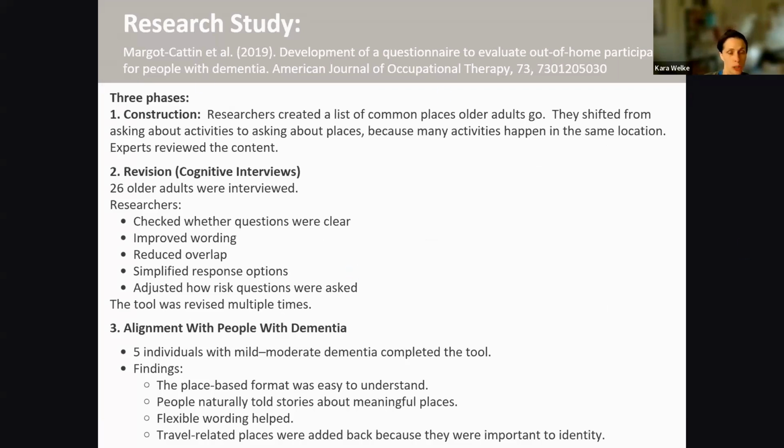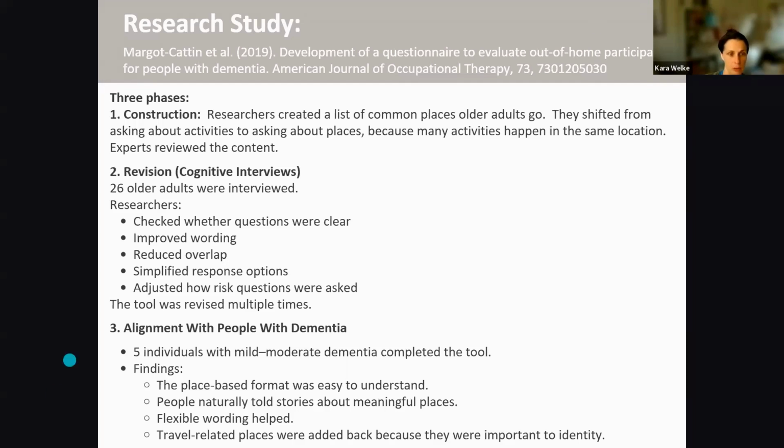This goes further into the development of the questionnaire. It was in 3 phases. First was the construction phase, where they created the list of places people go. Then they had a revision phase where they did cognitive interviews. And then they had an alignment with people with dementia phase.